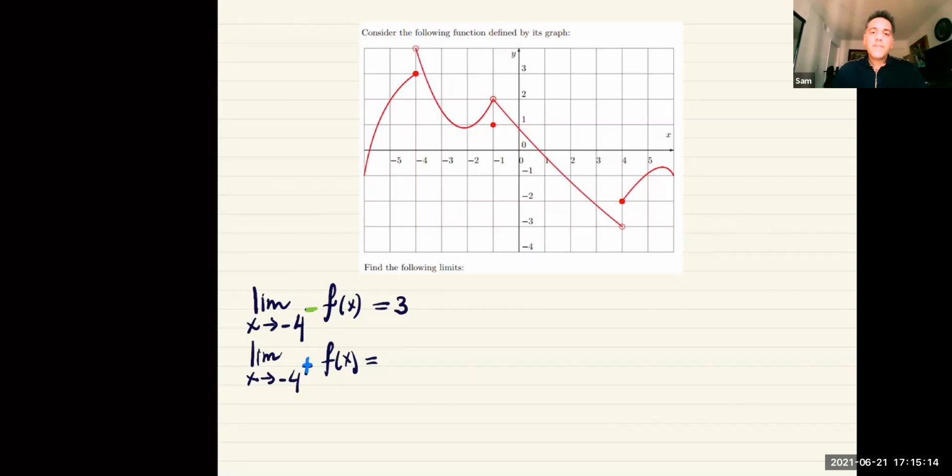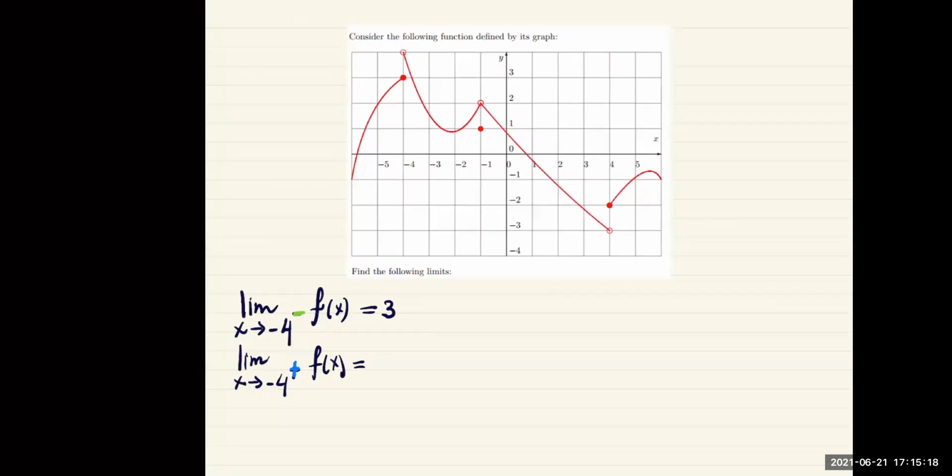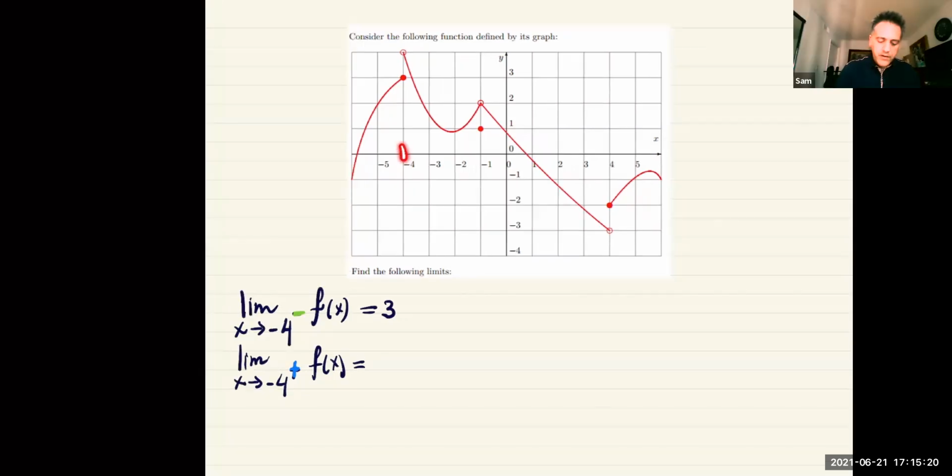Waiting for Louis. It's hard to tell. Oh, well, let's help you out. So here's -4, and this says from the right. Okay, so -4. On the right of -4, you're going to be on this piece. And I want to get close to -4, so what point do I get close to?